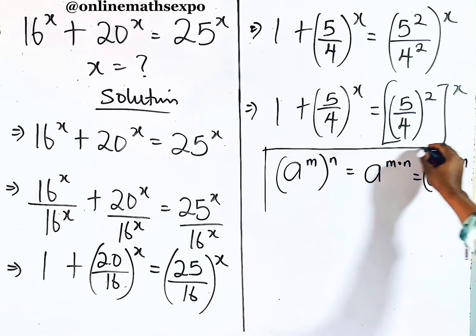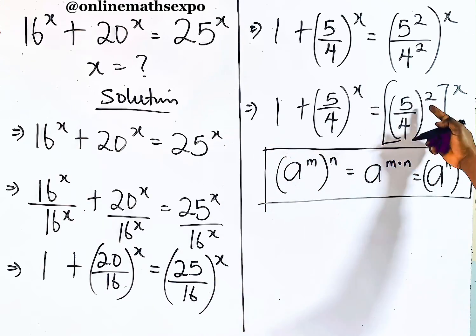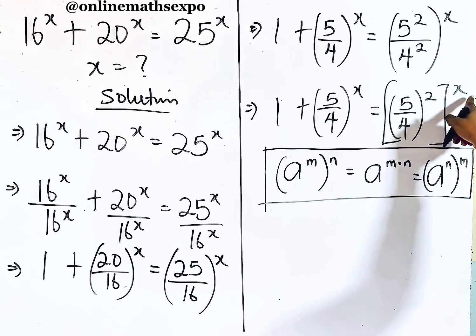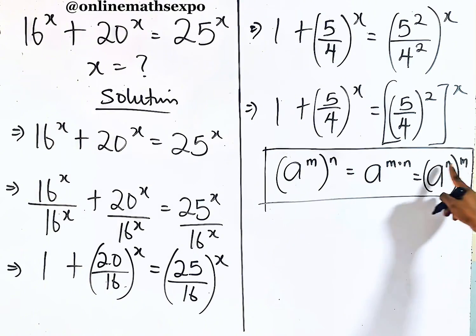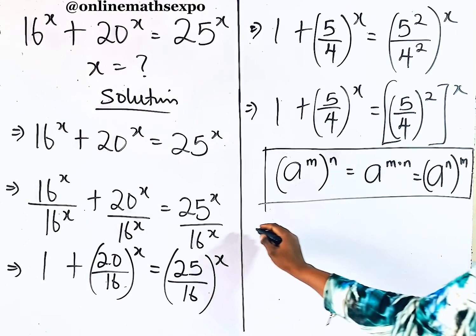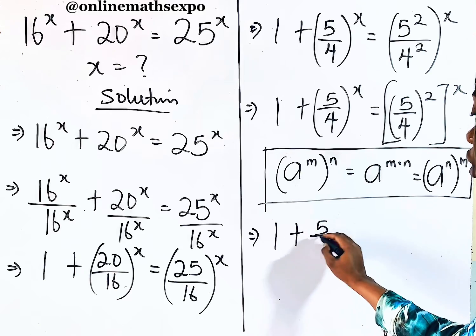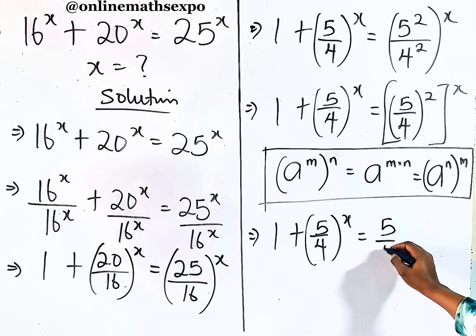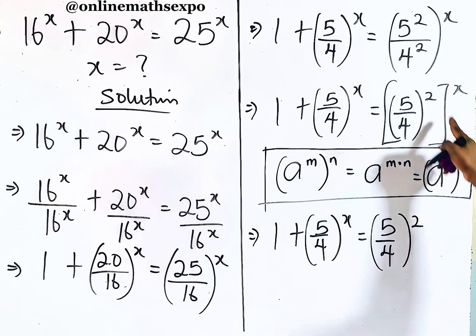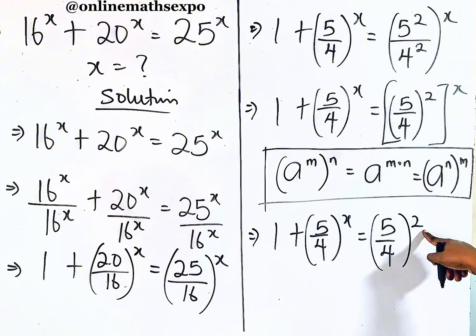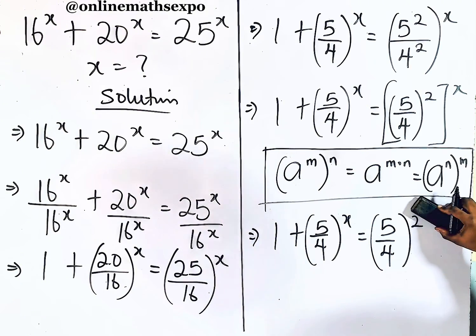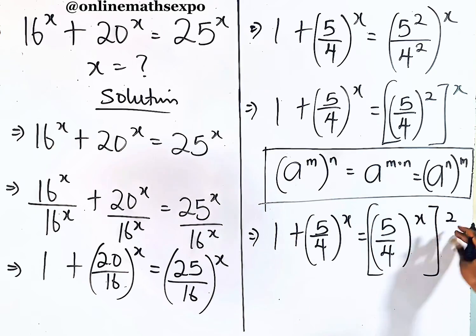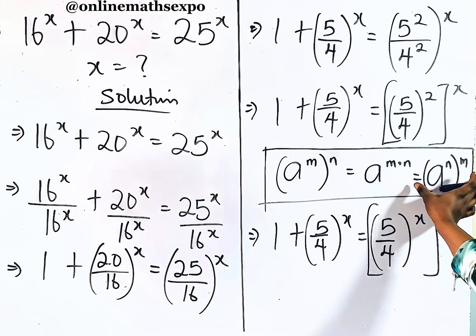Now, we are going to apply this rule on this. You observe that these two are the same. So we are going to apply this here so that we switch the power. You see that the powers are switched from here. So if you apply it, you have 1 plus 5 on 4 to the power of x is equal to 5 on 4 to the power of x. We are switching the power, so the power of x will now be raised to the power of 2. So we have this and it will be raised to the power of 2. These two are the same, obeying this rule.